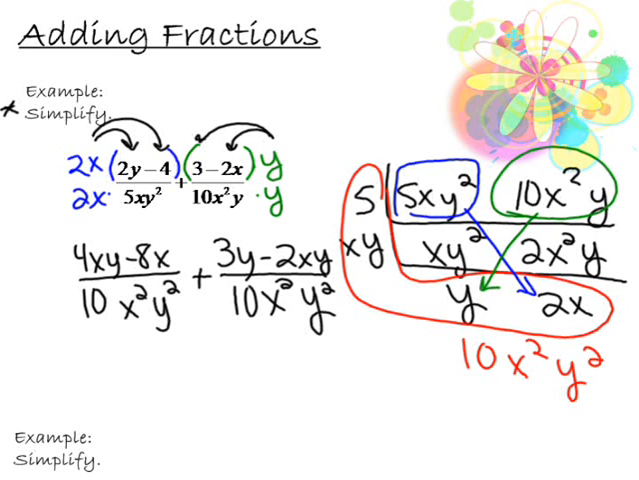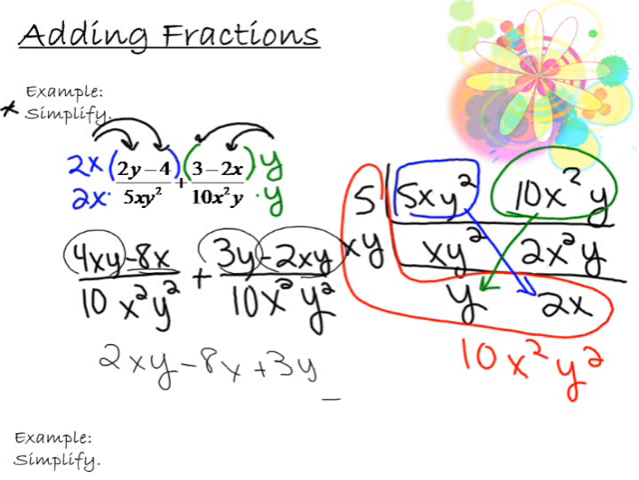Now that our fractions have common denominators, we're ready to go ahead and combine like terms. 4xy and negative 2xy gives me 2xy. There's not another x to go with this one, so minus 8x. Nothing to go with that one, so plus 3y, all over my common denominator of 10x squared y squared.